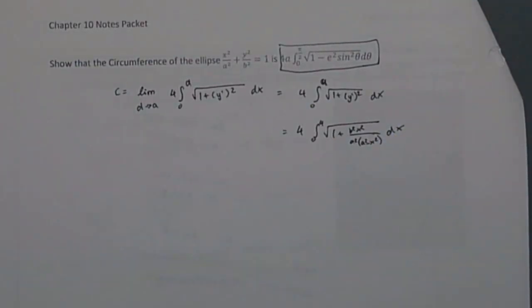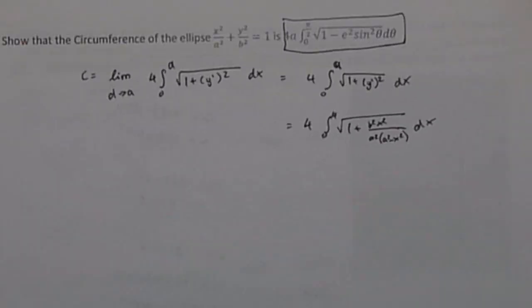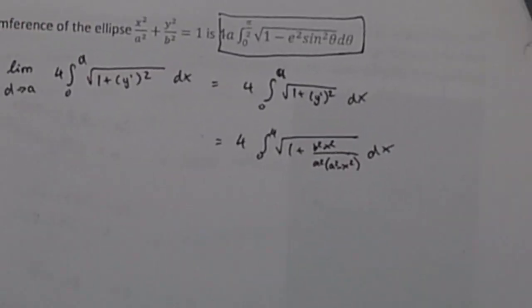looks something like this, where we have a 1 plus b squared x squared over a squared times a squared minus x squared dx. So what I'm going to do here first is, we're doing a bunch of algebraic manipulation to solve this.